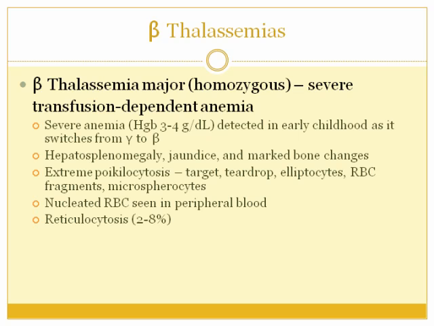We will see hepatosplenomegaly, jaundice, bone changes, extreme poikilocytosis, so target cells, teardrops, elliptocytes, and so on. We can also see nucleated red cells because it's trying to replace and compensate, and same with the reticulocytes.